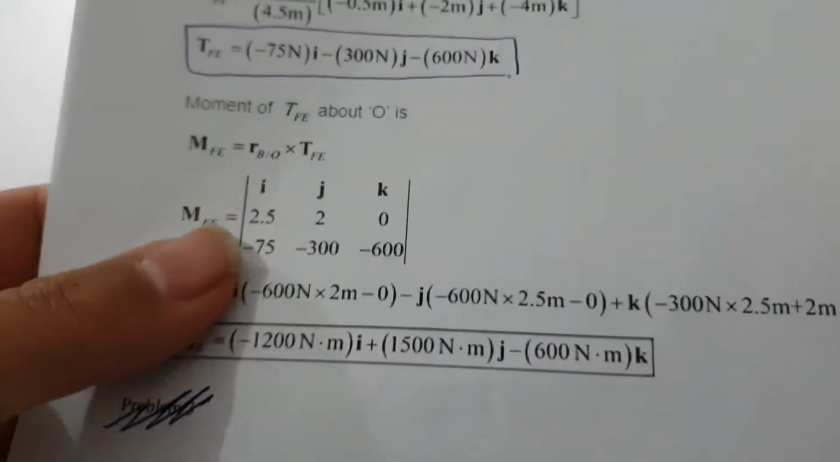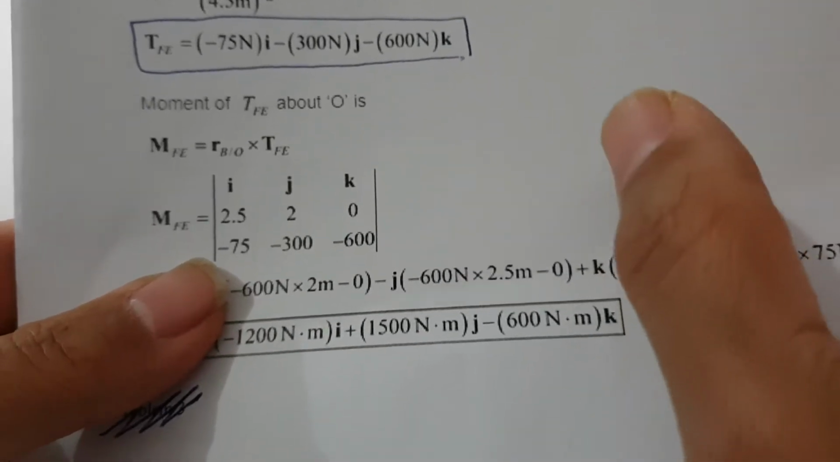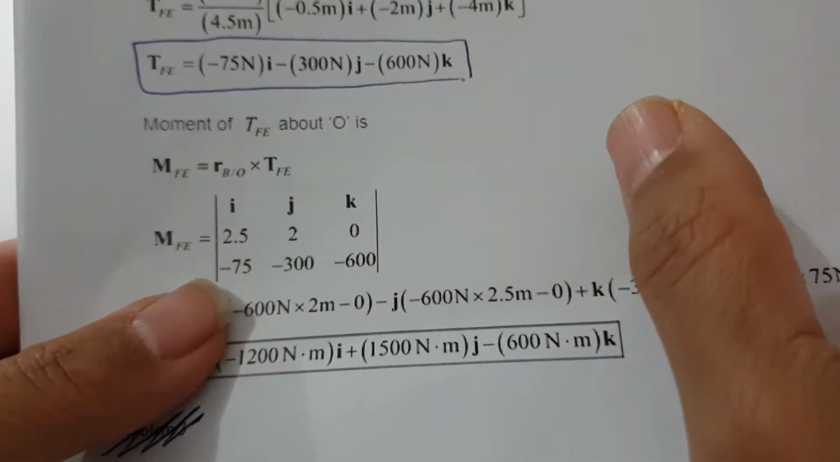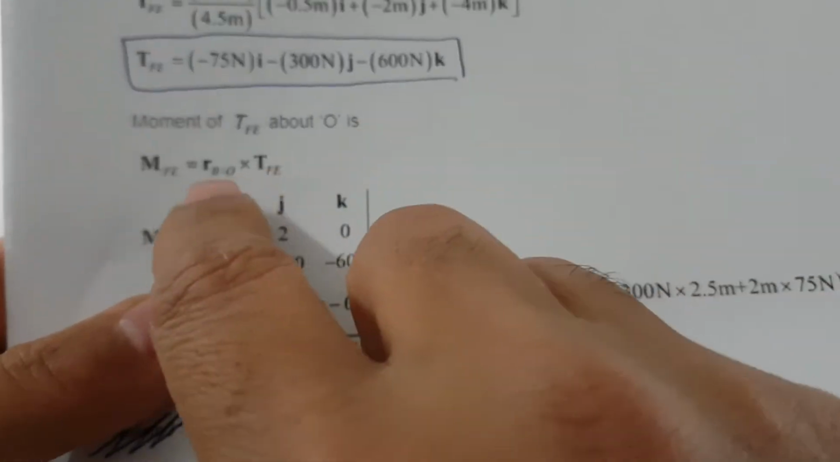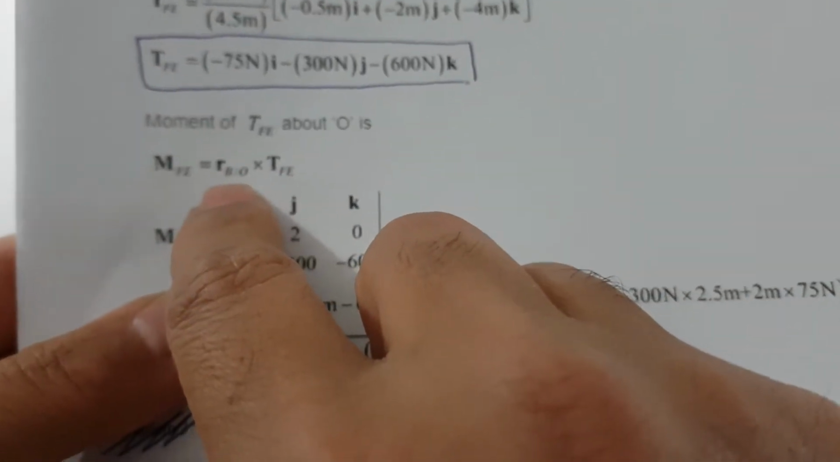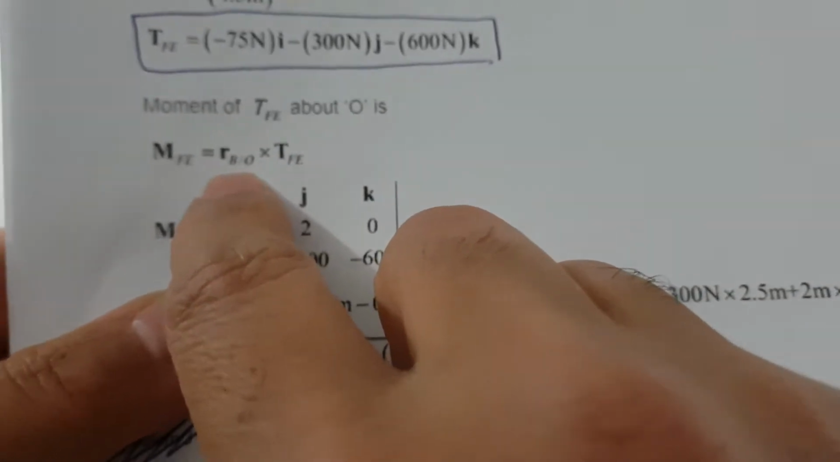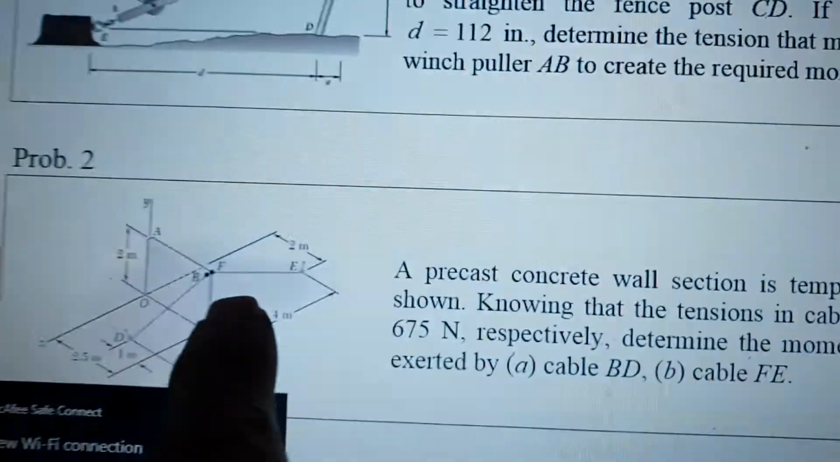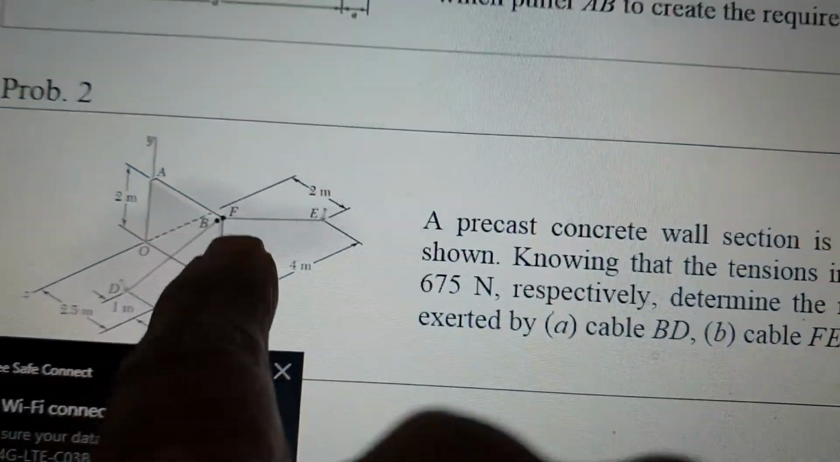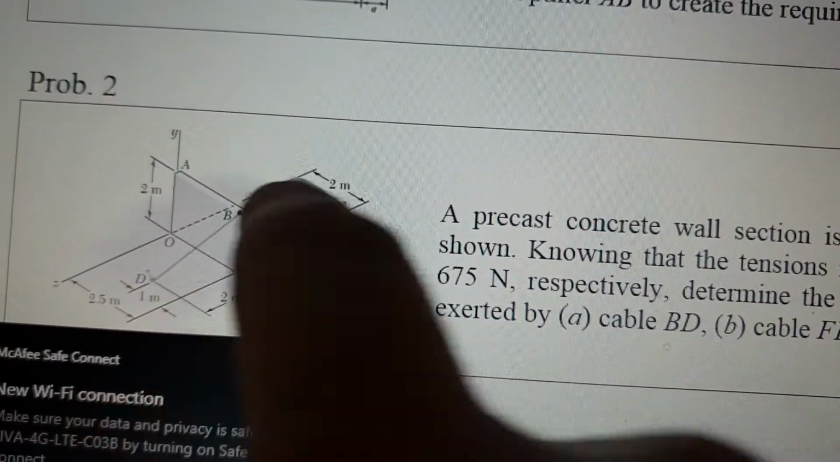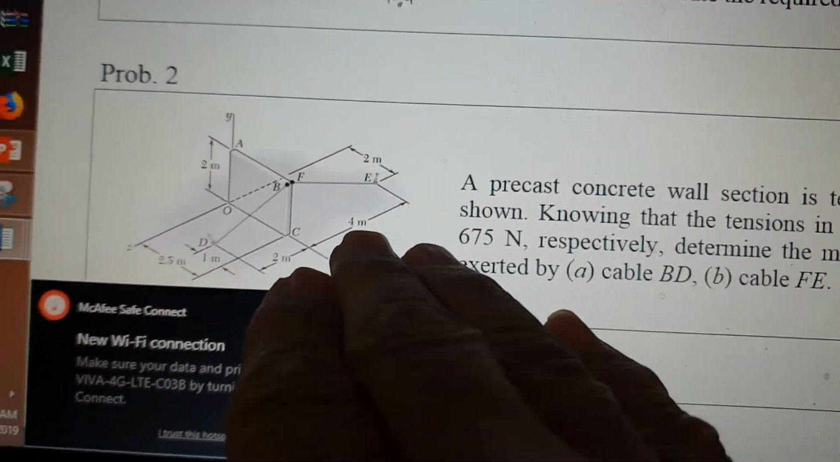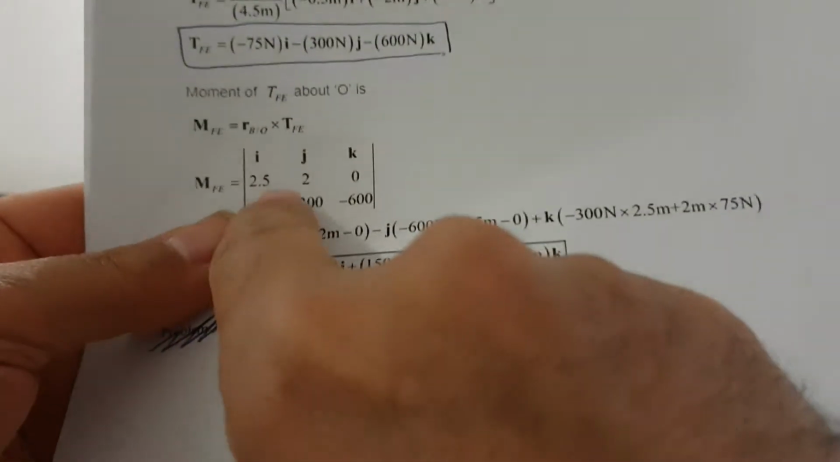Of course, tensions are in Newton. Now let's find the moment of that tension FE about point O. We'll do the same thing. We should find the position vector. F and E have the same thing, so we're going to have the same position vector for F. So F is 2.5 minus 0, 2 minus 0, and 0 minus 0. So it's 2.5, 2 and 0.